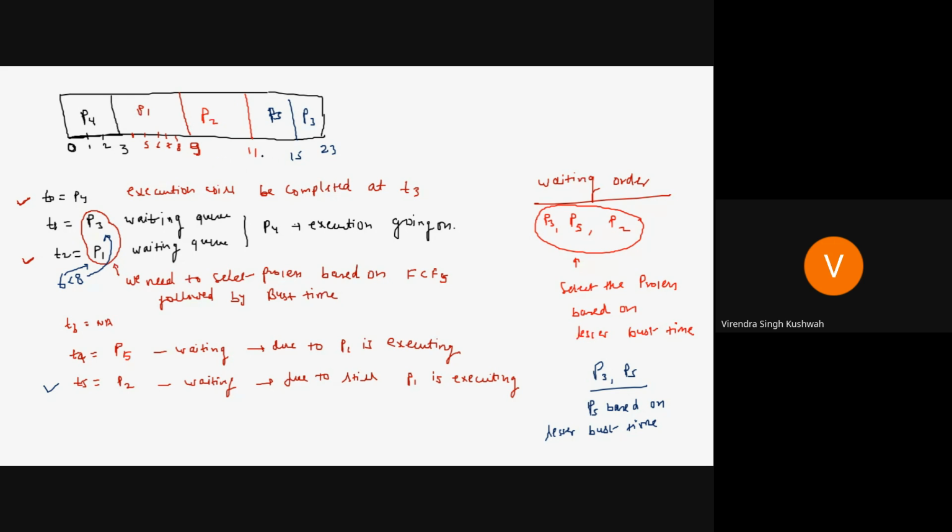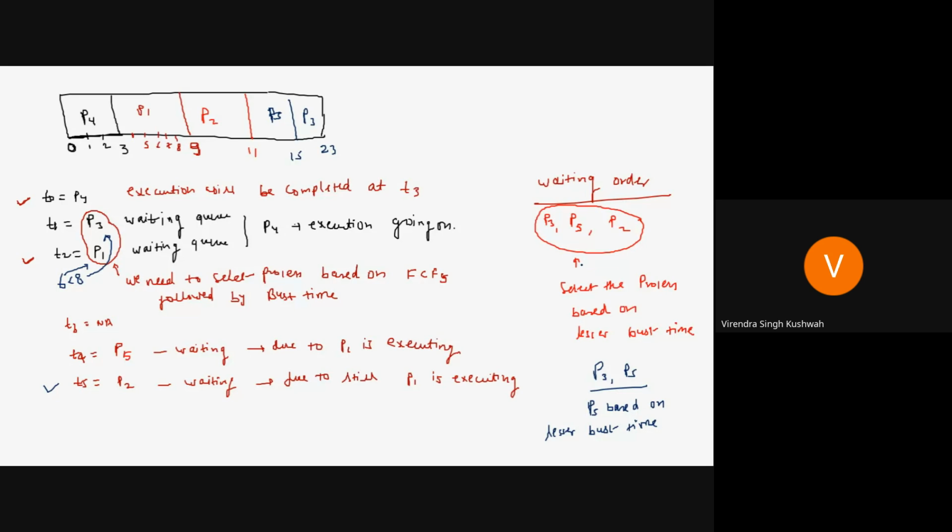So 9 plus 2, that is 11, so 11 would be the completion time. Now, after this one, P3 and P5 we have. P3 and P5 are not executed so far. Still these are in the waiting queue. So now both are ready to execute.